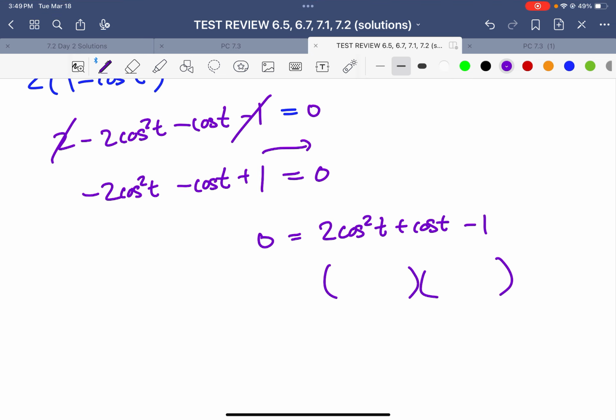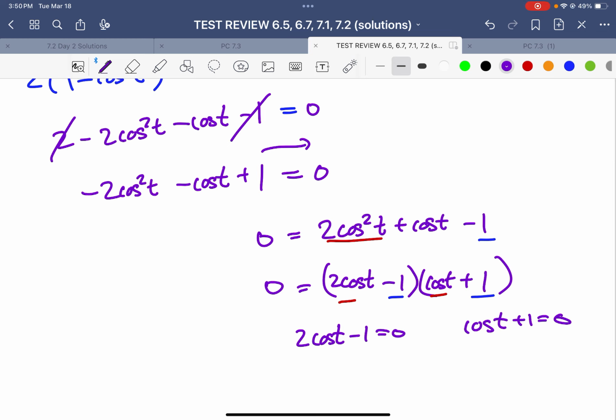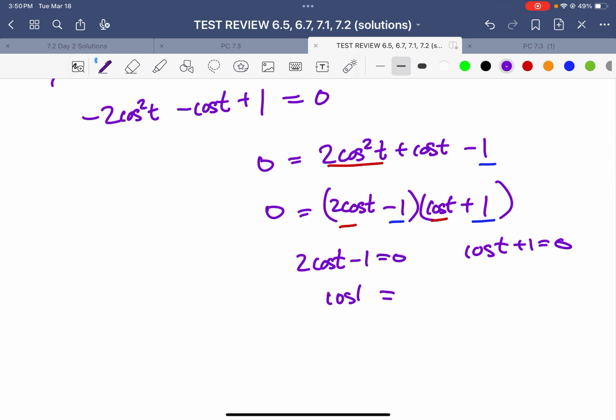So I want to take that trinomial and break it into 2 binomials where the first 2 multiply together to get the first, and the last 2 multiply together to get the last. So I think it's 2 cosine and a cosine. Then I need a 1 and a 1, but to get the correct middle term, that's going to be positive and that's going to be negative. So 2 cosine t minus 1 must be 0, or cosine of t plus 1 must be 0. So I think you'll see that you get cosine is a half, or cosine is -1.